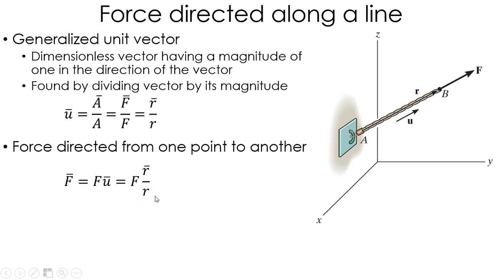And I can write that force along that line as the magnitude of the force times the position vector from A to B divided by the magnitude or the length of that cable from A to B, which gives me the unit vector, gives me the direction, which again I'm multiplying by the magnitude of my force.